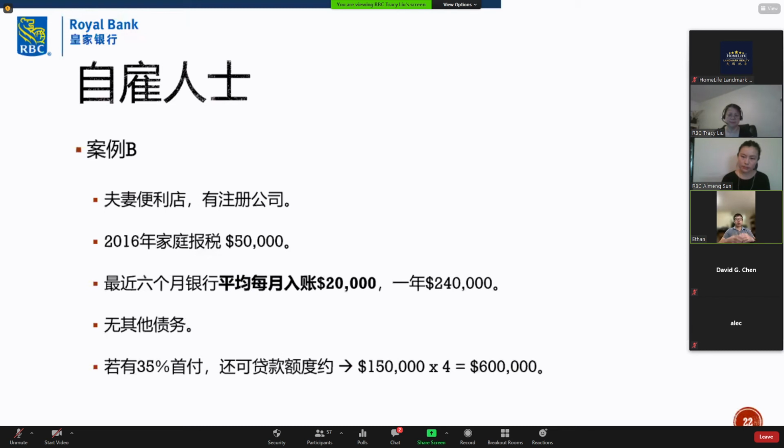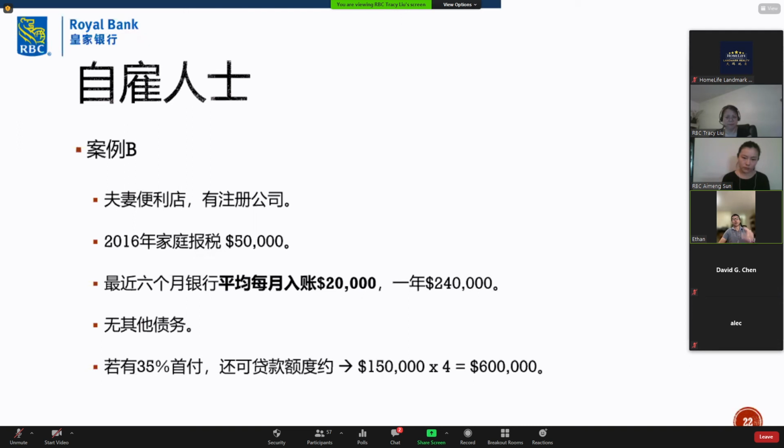The declared income for the family is only $50,000, but the client is able to provide the business bank statements to show that the average monthly deposit is $20,000. So when we annualize that again, we can show that the revenue is about $240,000. So even if the client only declares $50,000, in which case we can only lend about $200,000, because the client is self-employed, they have very healthy cash flow. If they can do a 35% down payment, then we can potentially lend them a $600,000 mortgage.